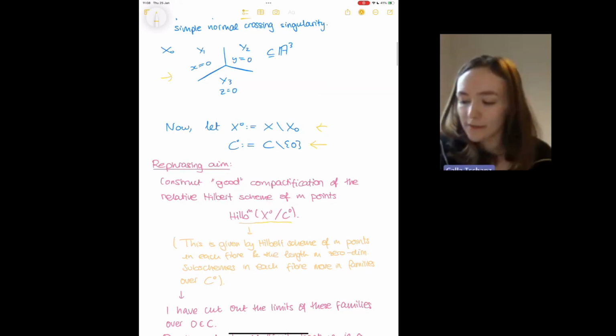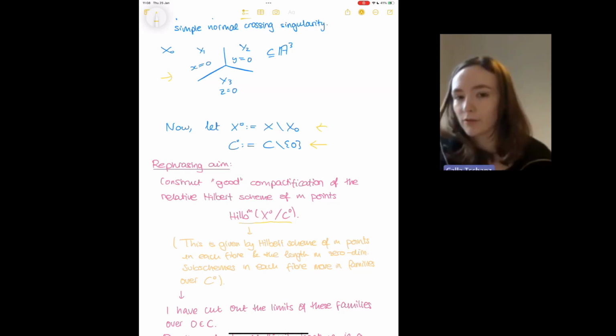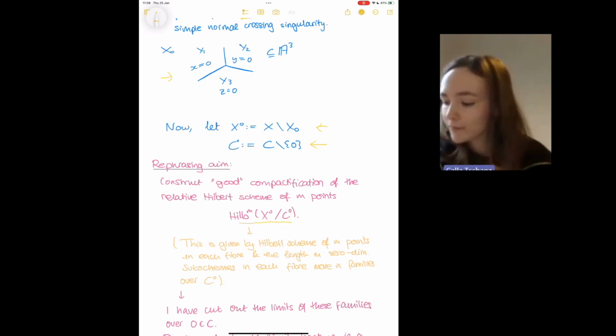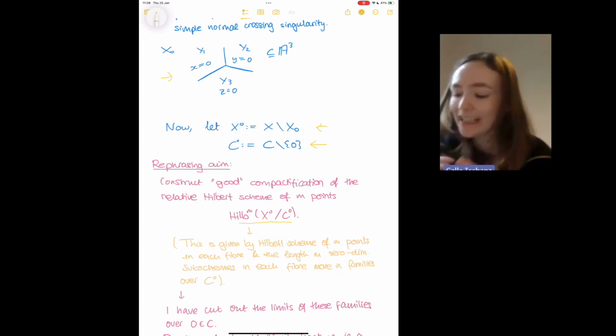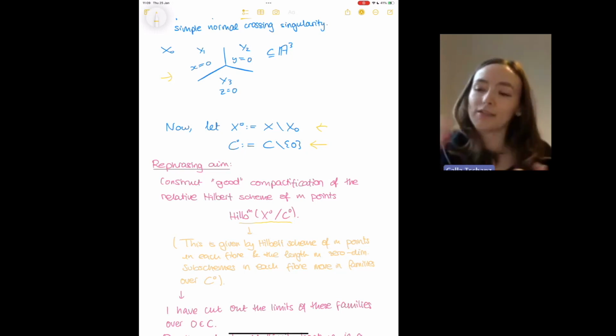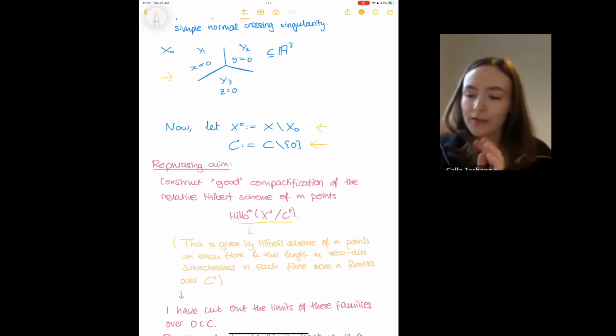Okay, so this is the relative Hilbert scheme of m points. We mean in each fiber of this family X, we look at the Hilbert scheme of m points of that fiber, so length m zero-dimensional subschemes in that fiber. If you're not very comfortable with these ideas of schemes, if you're a master's student or starting your PhD, and the whole Hilbert scheme thing is a little hard to think about, you can just consider for this talk collections of m points in each fiber.